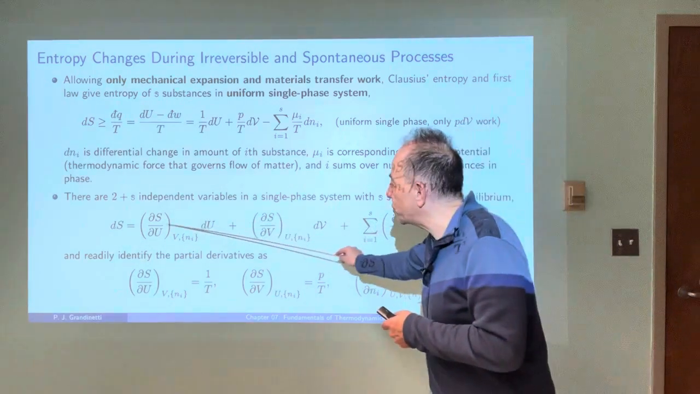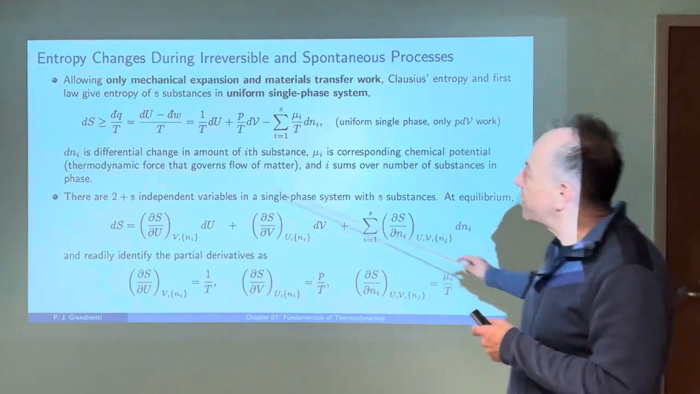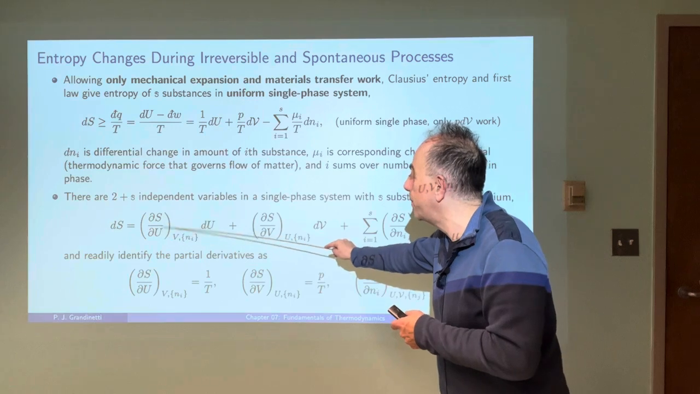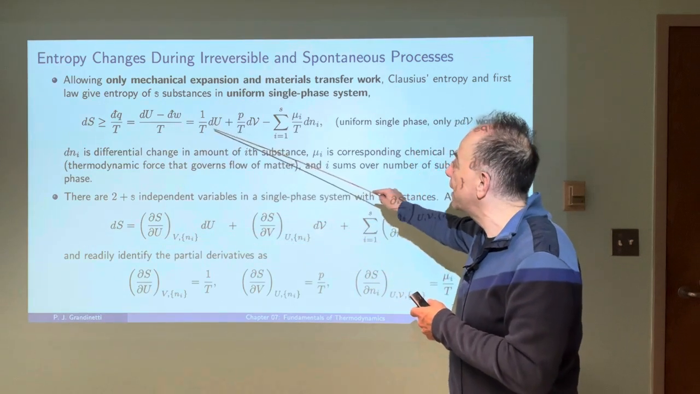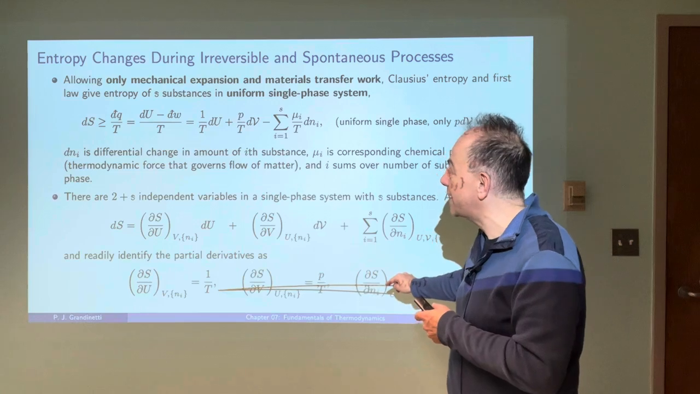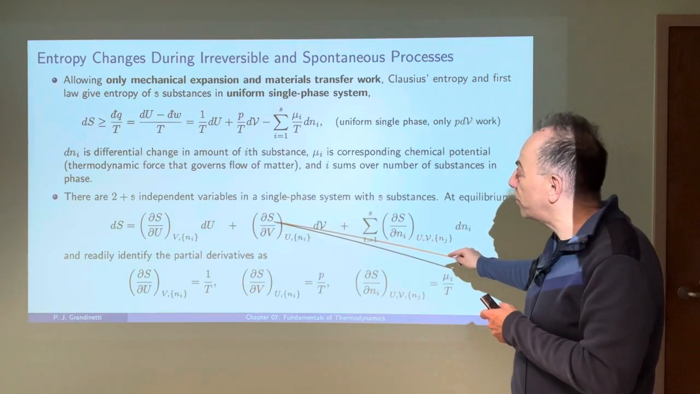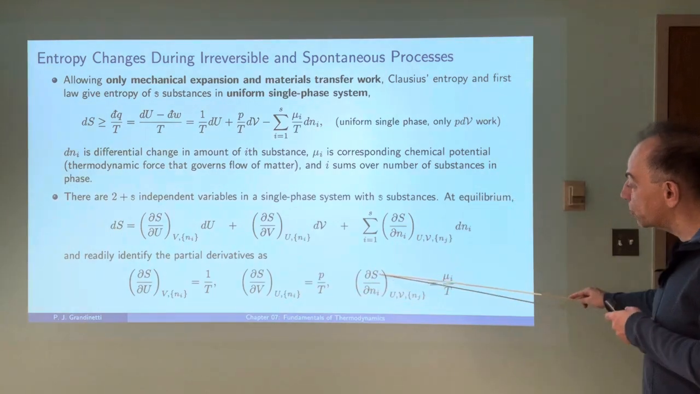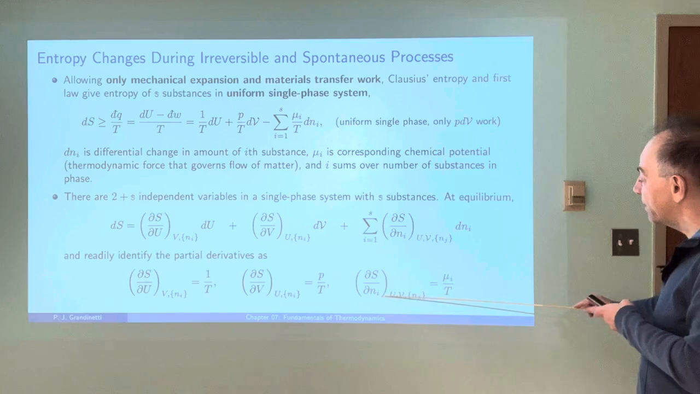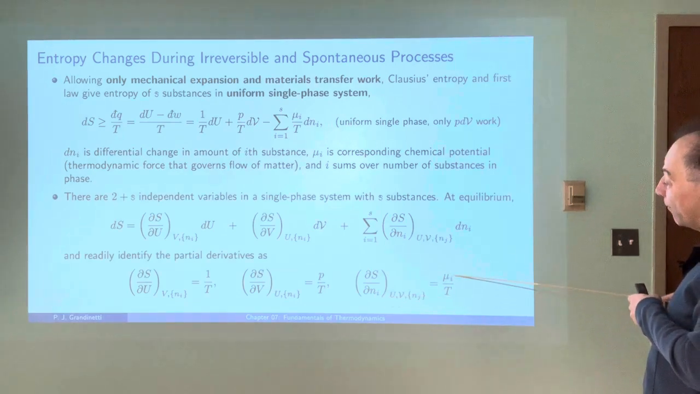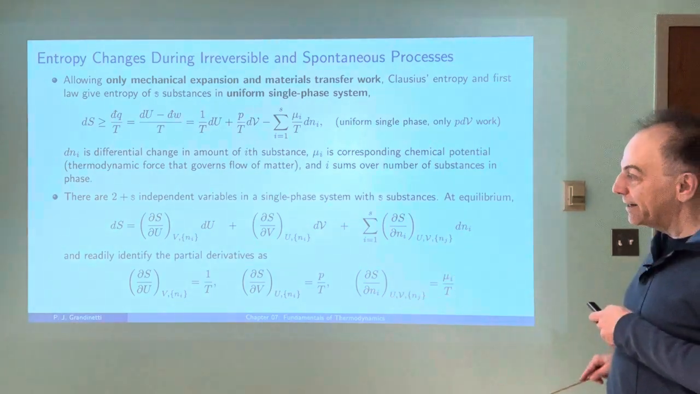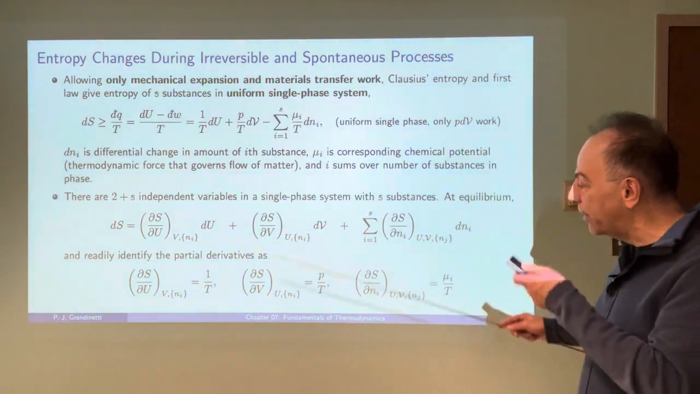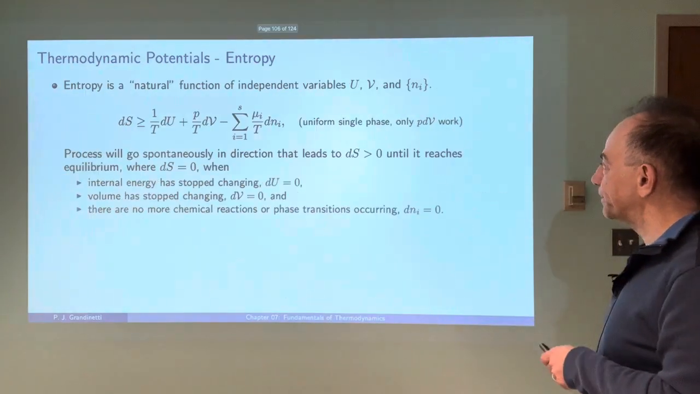So from this expression here, comparing it to the expression up here, we see that the partial derivative of S with respect to energy corresponds to 1 over temperature. Similarly, we see that the partial of S with respect to volume corresponds to P over T, and that the partial of S with respect to the number of moles of each of the substances corresponds to the chemical potential of the ith substance divided by temperature. So we can make these identifications for these different partial derivatives, which will be useful later in this course.